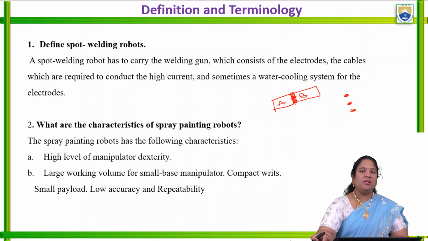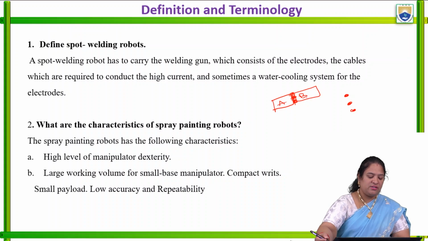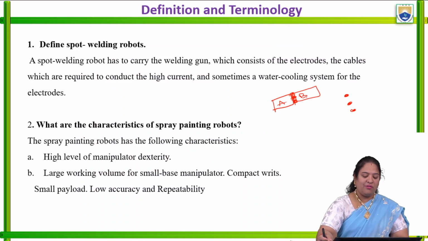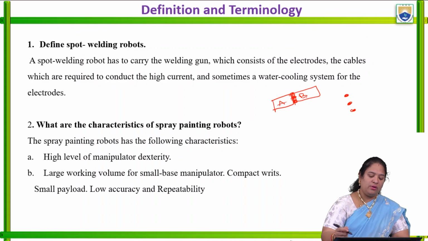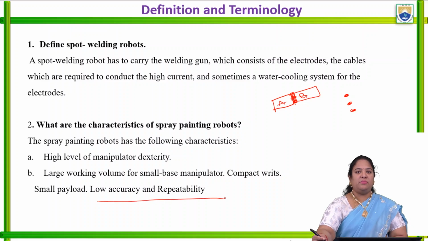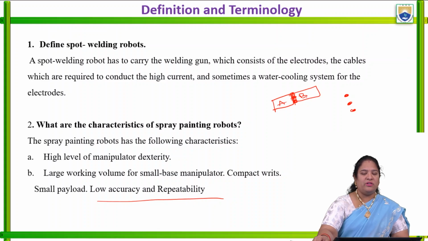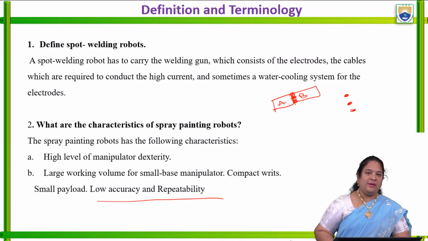So these spray painting robots have the following characteristics: a high level of manipulative dexterity, used for a large working volume, with a small base manipulator and a compact wrist, a small payload, and low accuracy and repeatability. That is, when the work has to be repeated and we use a robot for this repeated work, the work becomes easier, the time consumption is reduced, and the cost is also reduced. That is the reason why we use robots in the spray painting application.